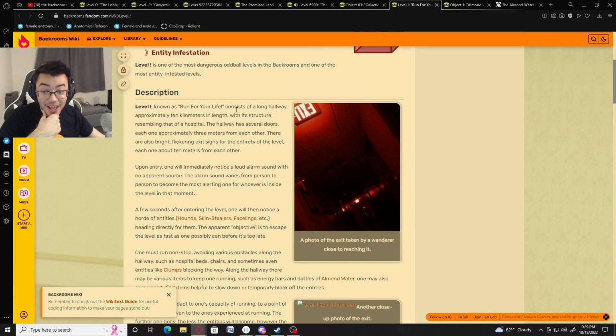Known as the Run for Your Life, it consists of a long hallway approximately 10 kilometers in length, with its structure resembling that of a hospital. The hallways have several doors, each one approximately 3 meters from each other. There are some bright, flickering exit signs, entities for the entirety of the level.